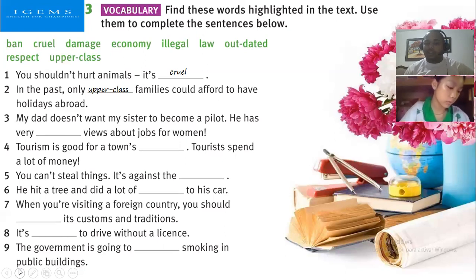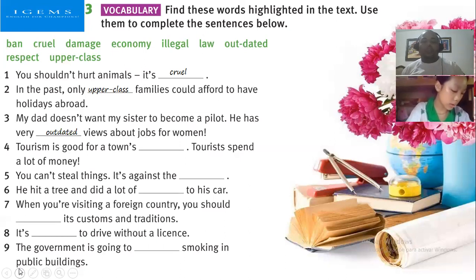holidays abroad. It tends to happen. Number three: my dad doesn't want my sister to become a pilot. He has very outdated views about jobs for women. Okay, my dad doesn't want my sister to become a pilot. He has very outdated views about jobs for women. Okay, well done, Tao. Number four.